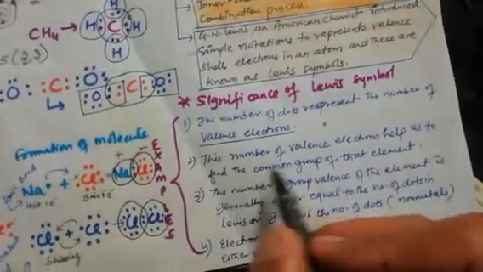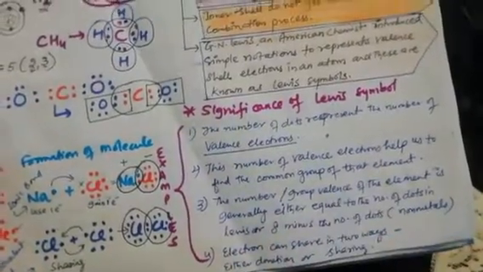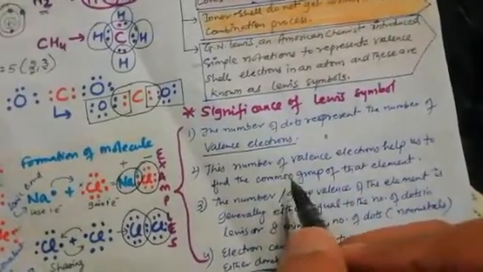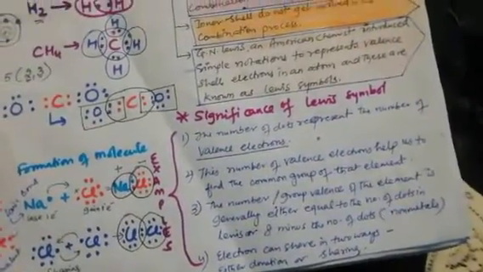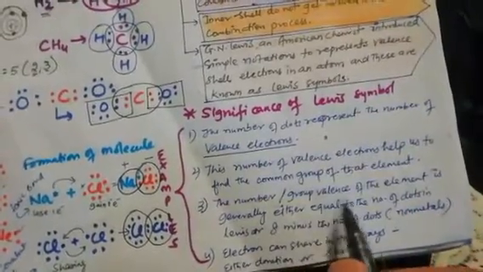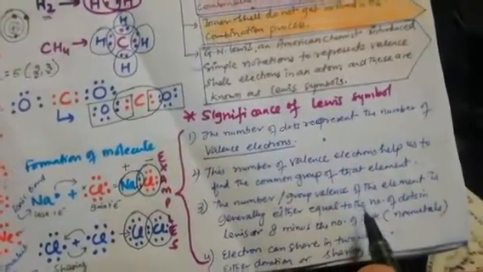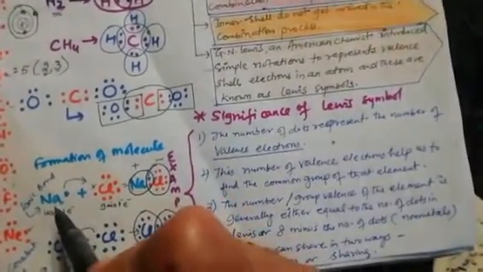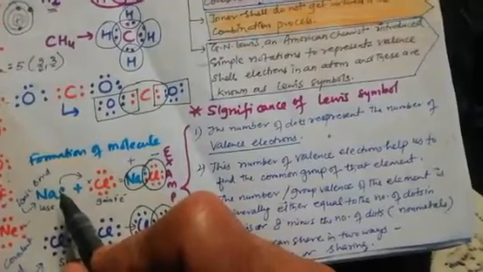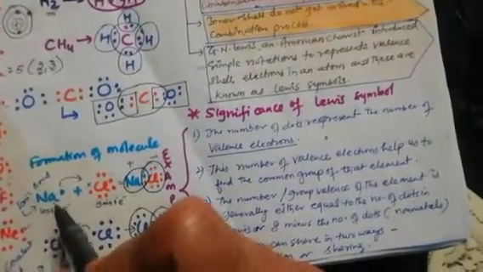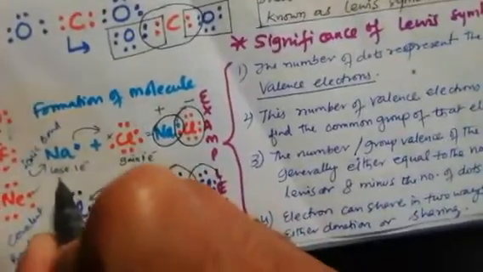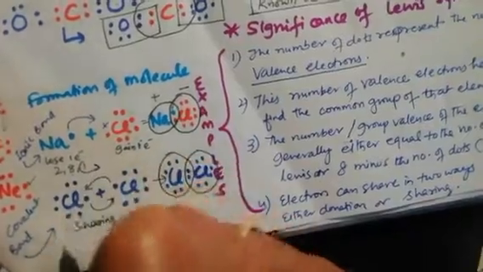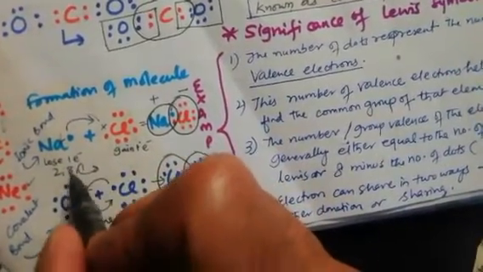Second, the number of valence electrons helps us find the group of that element. It means that the valence number helps us find which group that element represents. The group valence of the element is generally either equal to the number of dots in the Lewis symbol or 8 minus the number of dots. Suppose for example, sodium has 1 dot. How to make it 8? Suppose I say the sodium configuration is 2, 8, 1. So how to make it 8? By removing this one. So that's why sodium loses this electron easily and becomes an octet.